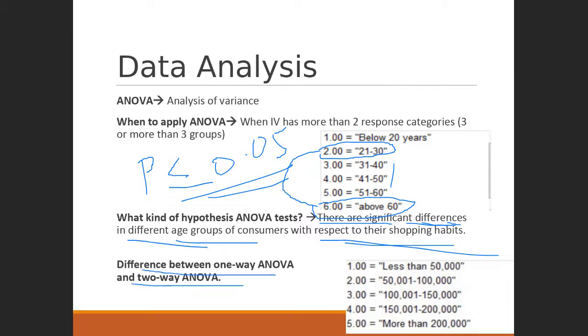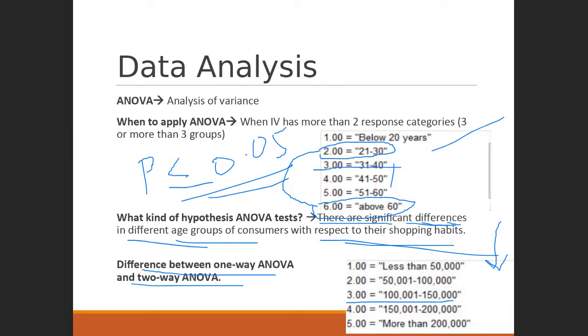So what is the difference between one-way ANOVA and two-way ANOVA? A one-way ANOVA only involves a single independent variable which is measured on a nominal scale, whereas whenever there are two independent variables which are measured on a nominal scale, and they have three or more groups, we use two-way ANOVA. Like here, we have two independent variables: one is age, and the second one is income. Both are measured on a nominal scale. Both have three or more groups.